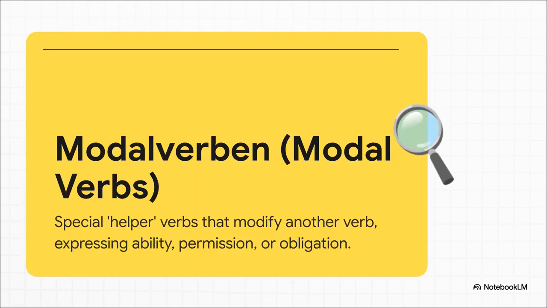And here's the secret. It all comes down to a special group of words called Modal Verben, or modal verbs. The best way to think of them is as helper verbs. They team up with another verb, the main action verb, to add an extra layer of meaning. You know, like saying you can do something, or you must do something. They're the reason for that verb jump.